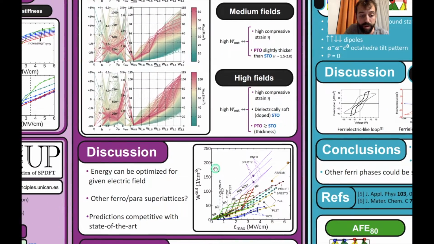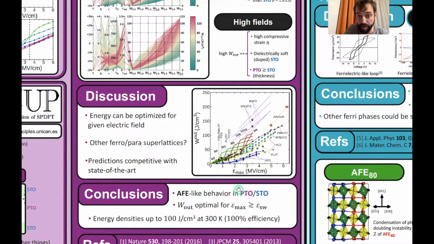So to sum up this part, we propose ferroelectric paraelectric superlattices as artificial antiferroelectrics for energy storage, and we find that these systems can be optimized precisely for energy storage applications. We study in particular lead titanate strontium titanate superlattices, finding that the results are competitive with state-of-the-art. Okay, so now let's move on to the other work.